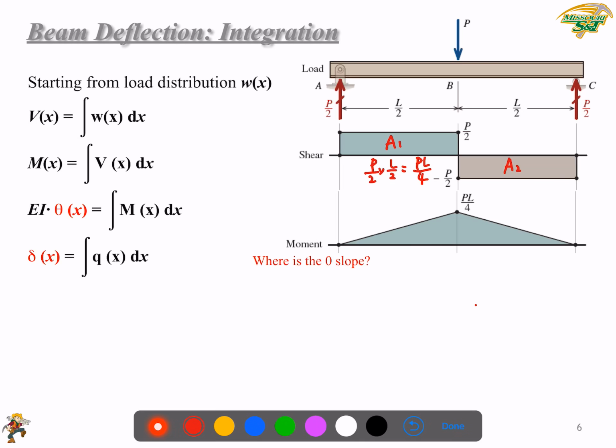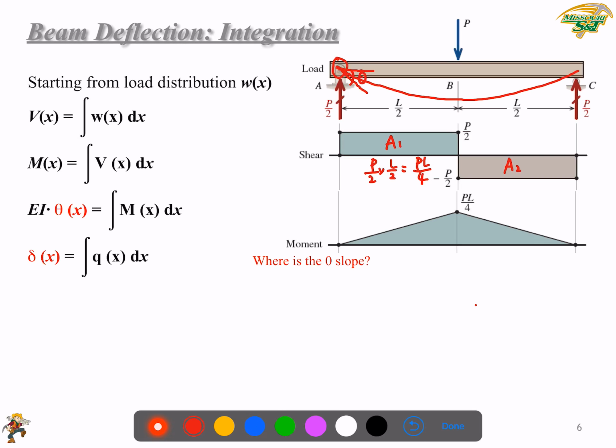But then, as I mentioned, if you do another integration, you will get the slope. But before that, let me ask you where you have 0 slope. After deflection, after deformation of this beam, where do you have 0 slope? Here is an elastic curve after deformation. Right? So do you have 0 slope at the support at point A? Of course not. Here you will have slope theta. It's not 0.